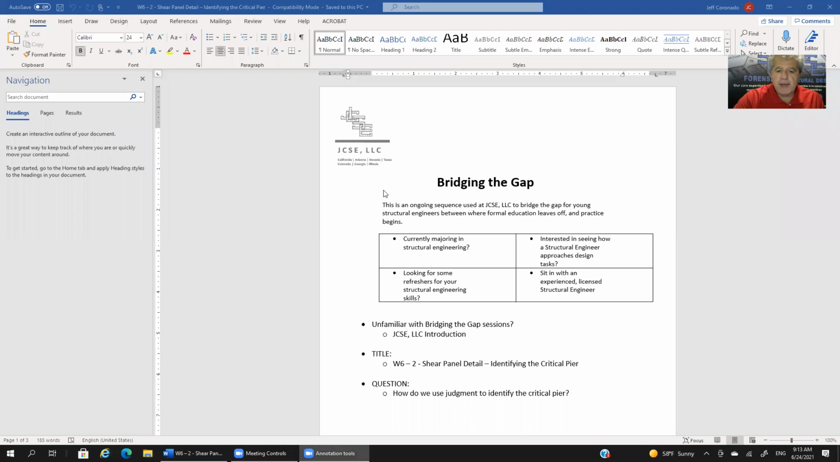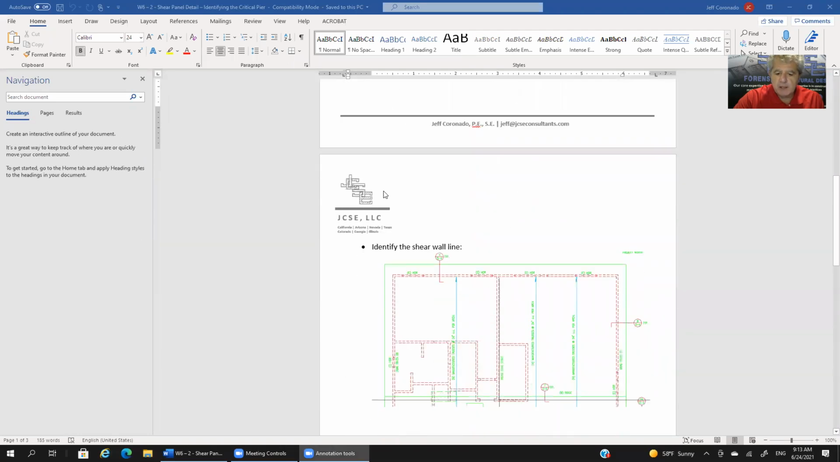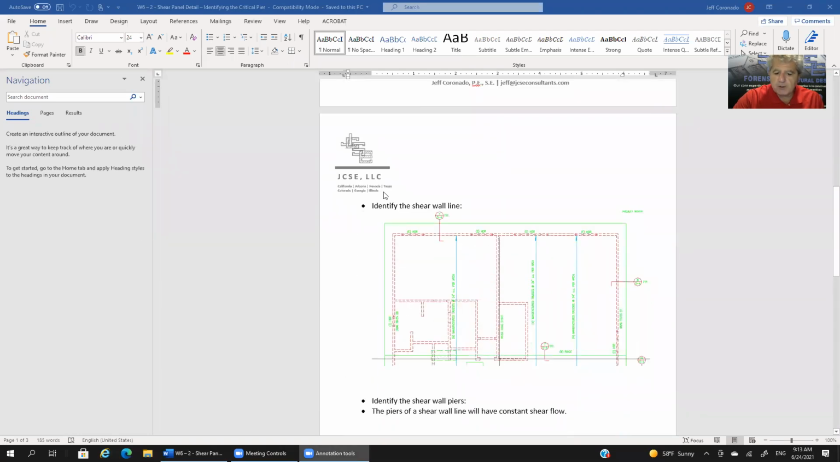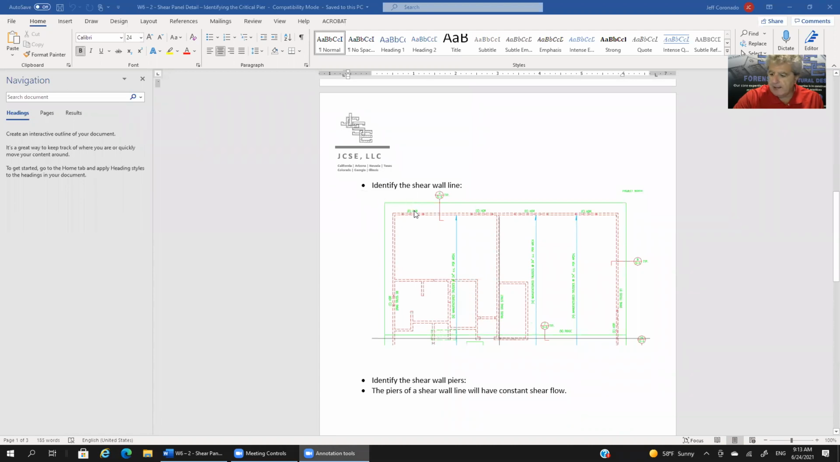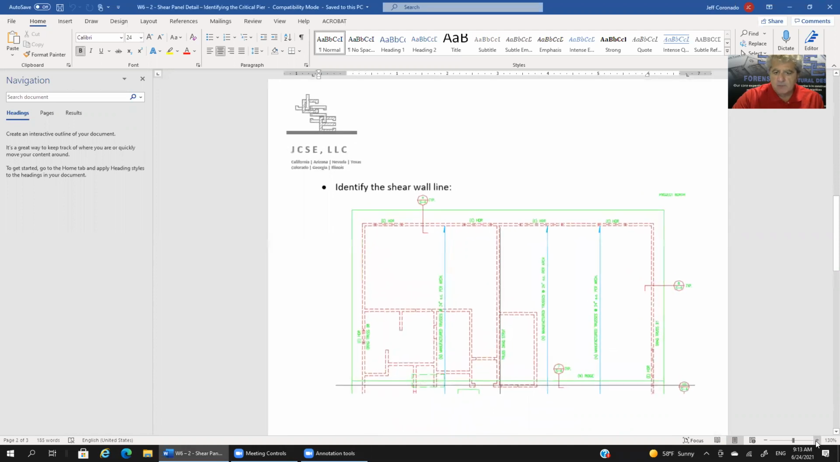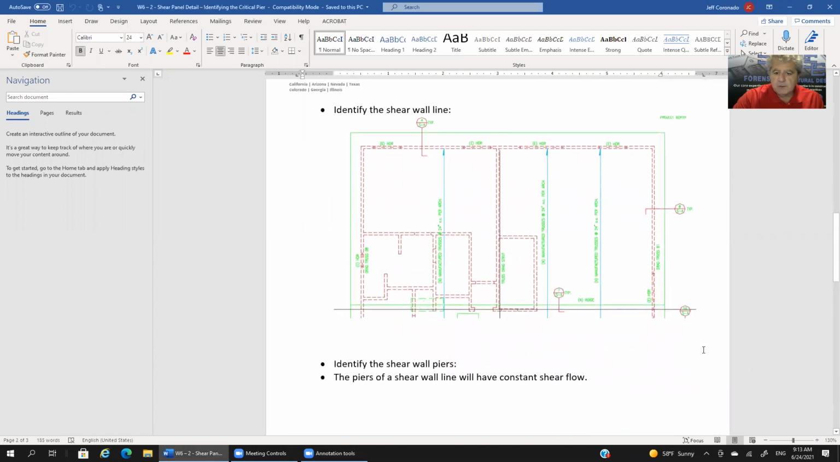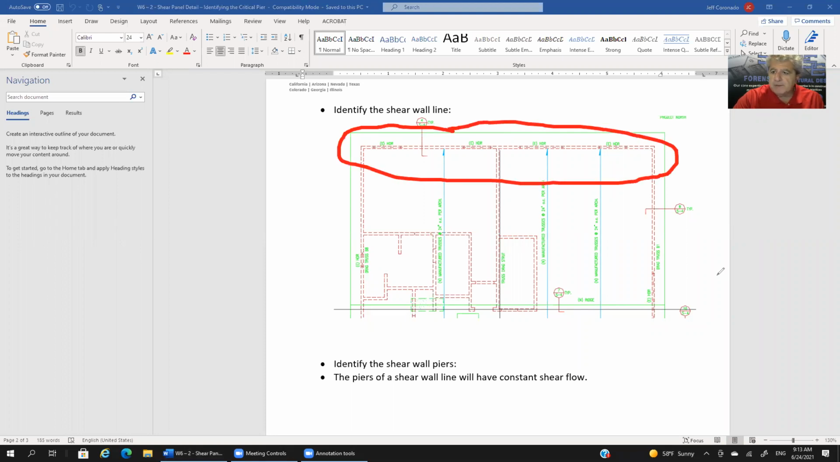So let's see if we can scroll down. Here we have a partial roof plan, and I can even zoom in a little bit. So this is a partial roof plan, and in particular, what we're going to look at is this shear wall. This would be the exterior wall, and I believe this is the north side of this structure. So this is the north exterior wall.